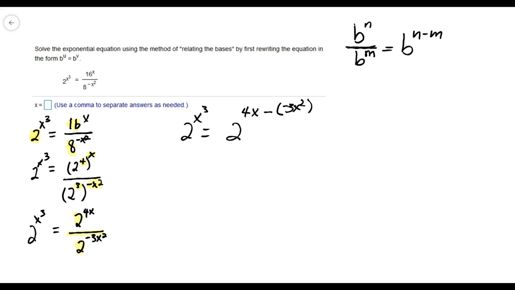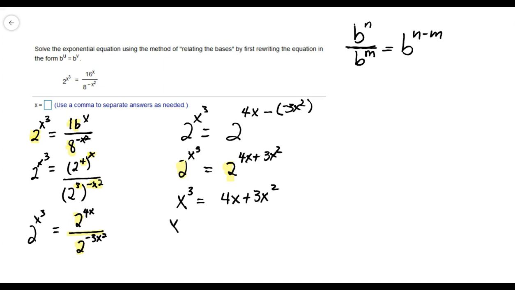That's minus a negative. So continuing, minus a negative is a plus 3x squared. And I have the base is the same on both sides, so those exponents have to be equal to each other. X cubed has to equal 4x plus 3x squared.